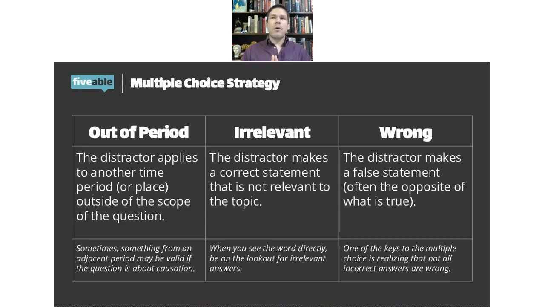And so, if a kid is looking first for out of period and then second for irrelevant answers, then we look for which one of these is wrong. If a student realizes that there are actually three categories of incorrect answers, it can make the process more efficient than thinking every answer has to be wrong.